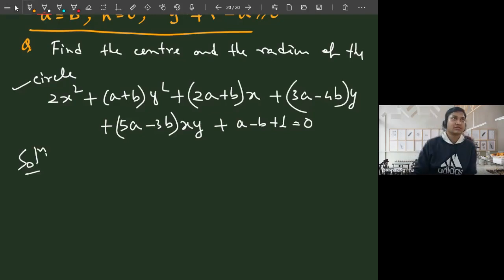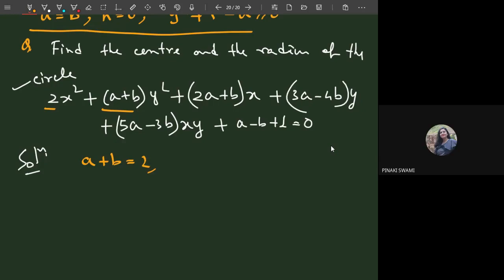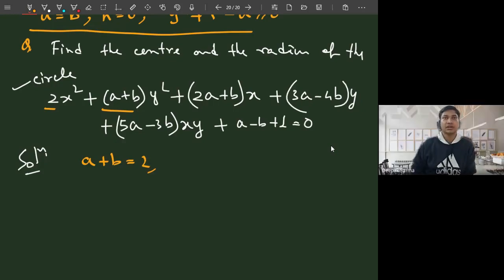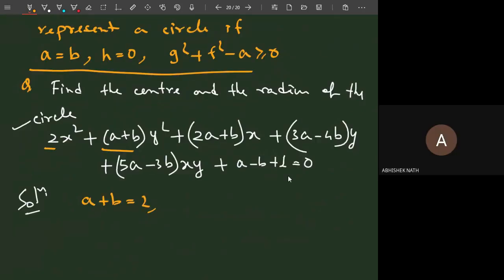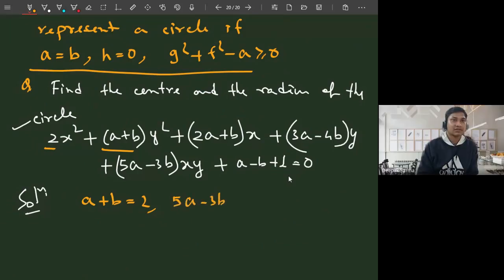Because it is given that this represents a circle, these two coefficients must be equal. That is, first we must have a plus b equal to 2. What else do you have? Can you tell me? 5a minus 3b equals 0.